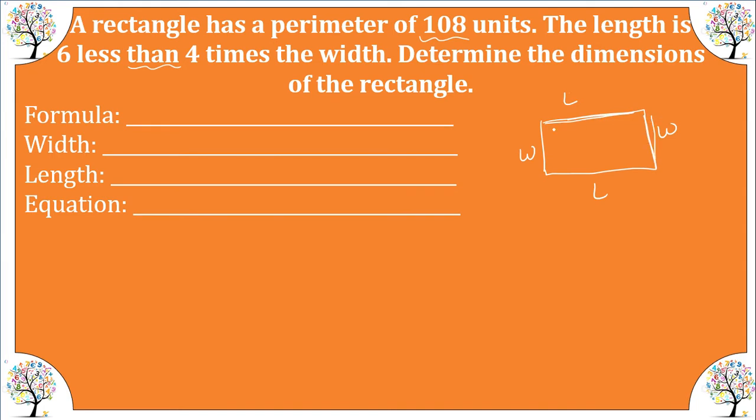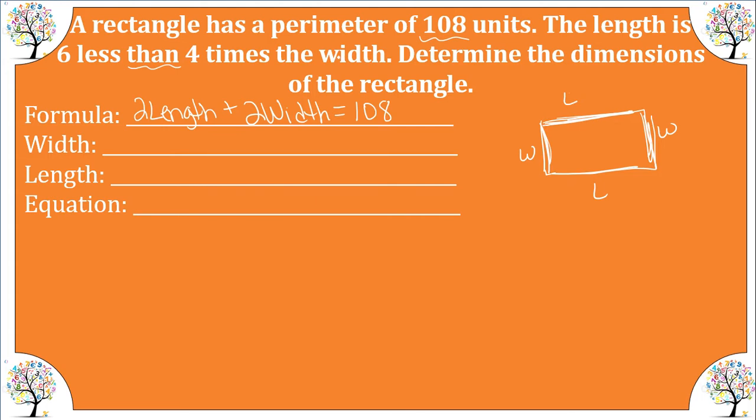Okay, so for our formula, perimeter is we have 2 lengths plus 2 widths is equal to the perimeter, which is 108. So we have 2 times L, or 2 L's plus 2 W's. So that's perimeter. Now, a rectangle has a perimeter of 108. So the length is 6 less than 4 times the width.